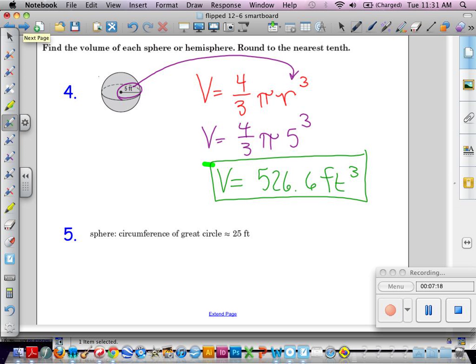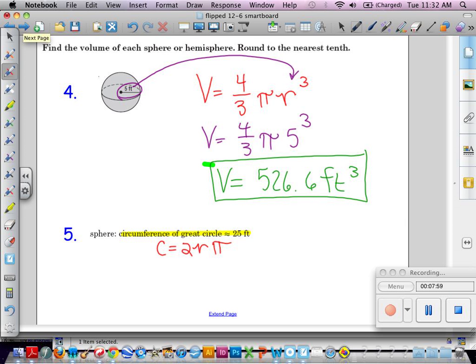All right, let's take a look at number 5. All right, you have a sphere. You're asked to find the volume when you're given the circumference of the great circle is 25 feet. Now, keep this in mind. Both of the examples I've done said you have the circumference of the great circle. Sometimes I might say you have the area of the great circle. When you're working with circumference, it is 2r pi. Had it been stating area, then you would have to use pi r squared.